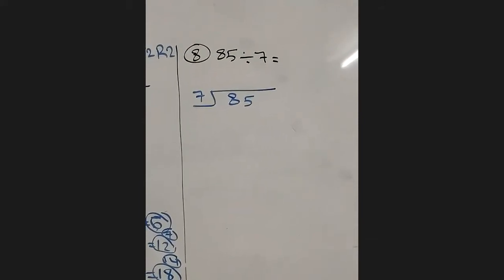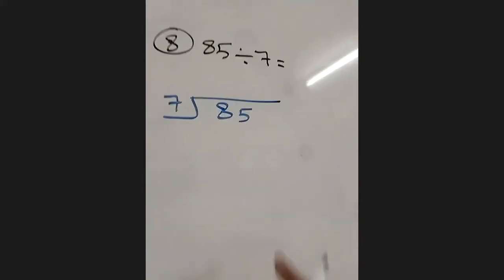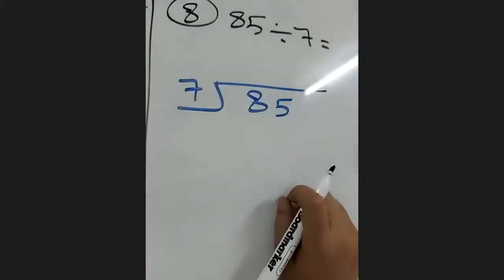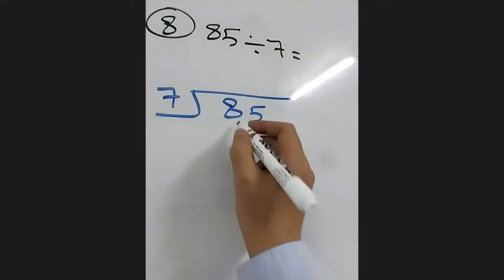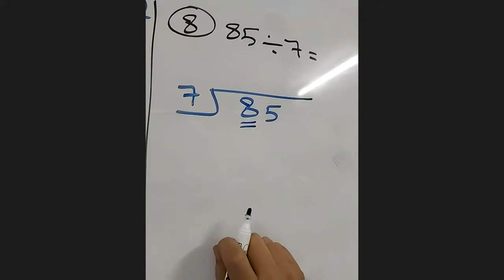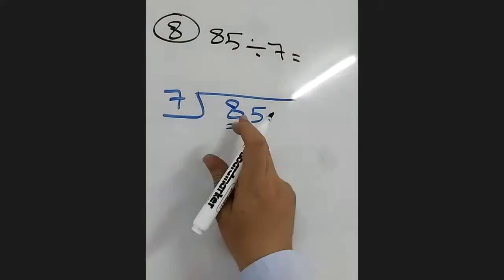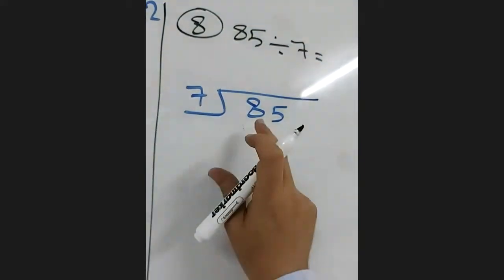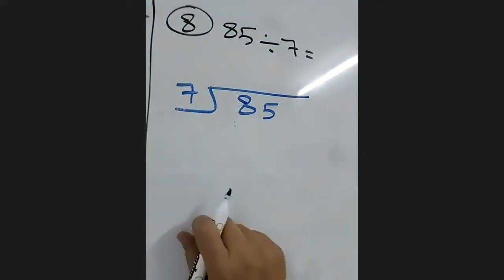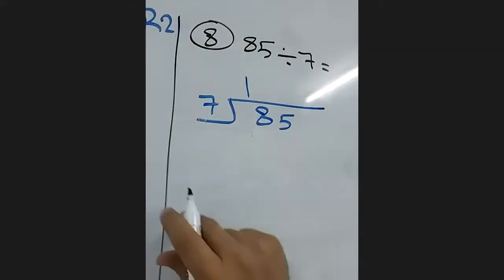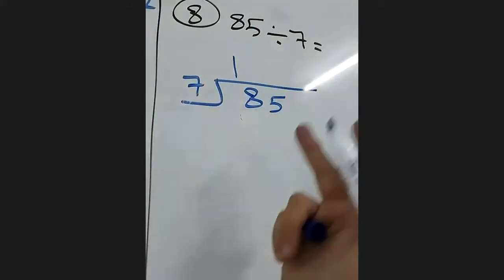From up, in the numbers. From where do we start, 8 or 85? From 8. Why start from 8? Because 7 is less than 8. Good. Now we start with 8. Do we have 8 in the timetable of 7? No, Mr. We will start with 1 times 7, because 2 times 7 is 14, bigger than 8.